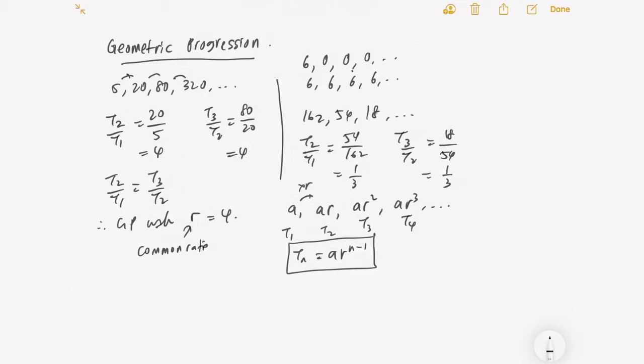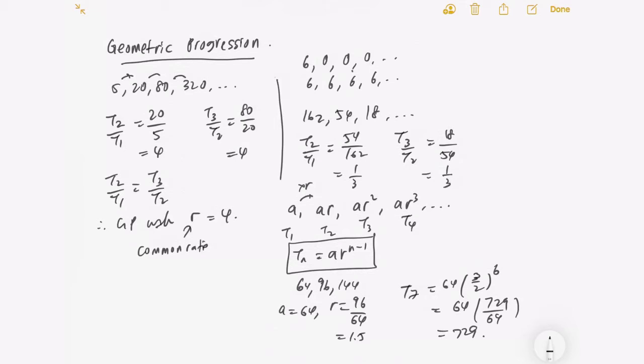For example, if I have a sequence 64, 96, 144, my first term is 64. My common ratio is 96 over 64, which is 1.5 or 3 over 2. If I want to find the seventh term, we take a times r, 3 over 2 or 1.5, up to the power 6. Power 6, this one you can cancel, a nice number. 3 to the power 6 is 729, 2 to the power 6 is 64. You cancel them, and get 729. Obviously, you can use a calculator. You don't have to count manually like this.